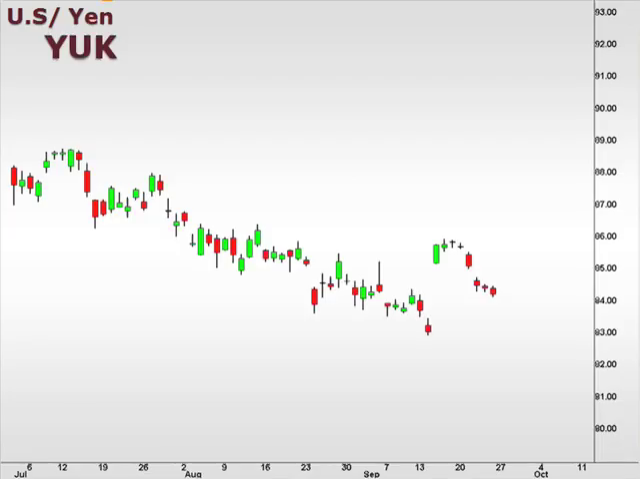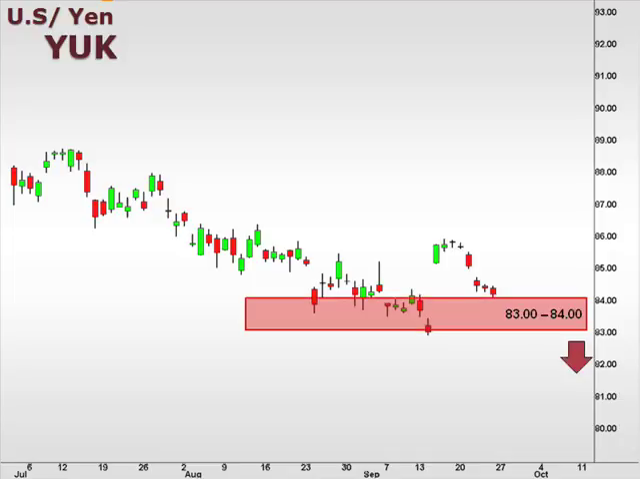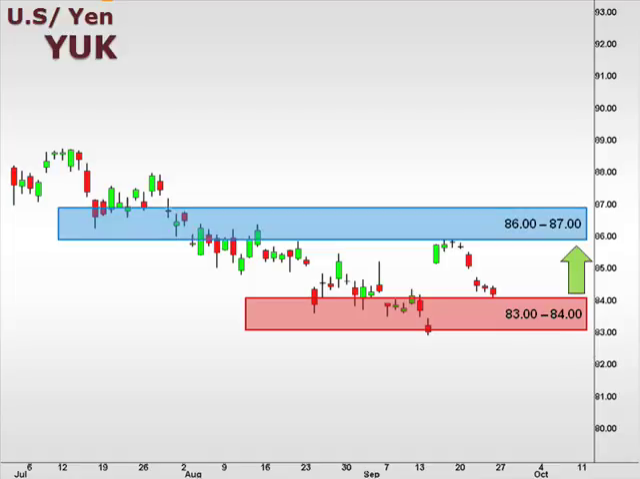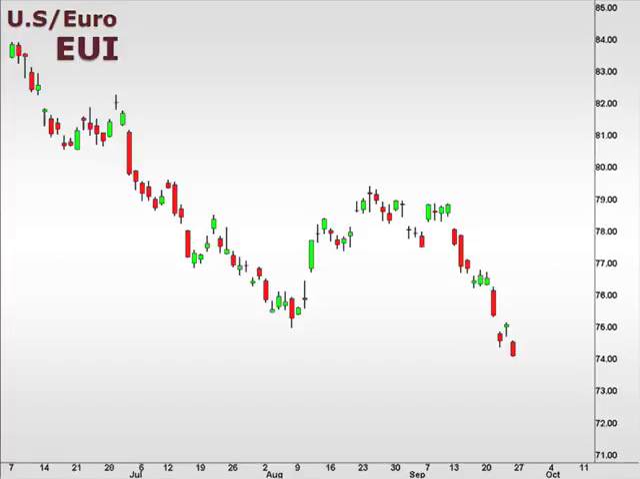Next up, the YUK, the U.S. versus the Japanese yen. Well, we saw the YUK slip lower to find support within this 83-84 focal zone, and a break below that is going to lend credibility to the continuation of the downtrend that has been in force for quite some time. Of course, a bounce from support at 83-84 is likely to meet with some resistance at 86-87, and we would clearly need to see a break above this level to consider any sort of a bigger picture change in direction.